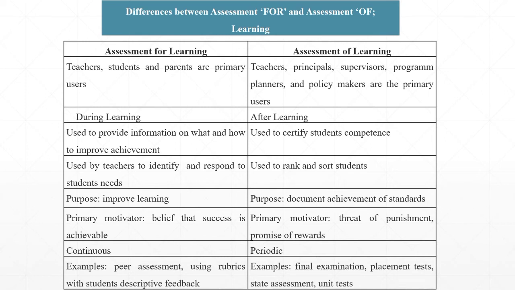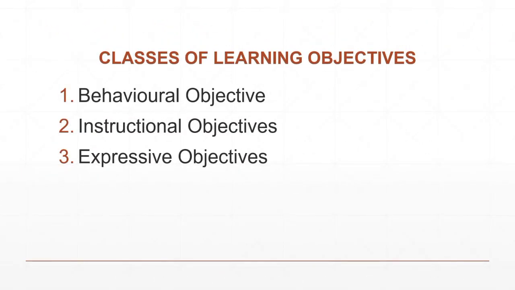For summative, the primary motivator is either the threat of punishment, or the fear of failure, or the promise of reward. For those who scored 350 over 400 in this particular exam, they are going to get automatic admission into any university of their choice. That is the primary motivator. That may be a primary motivator for summative assessments. Or if you score a distinction, if you score 70 over 100 in this subject, I'm going to give you 100 naira.